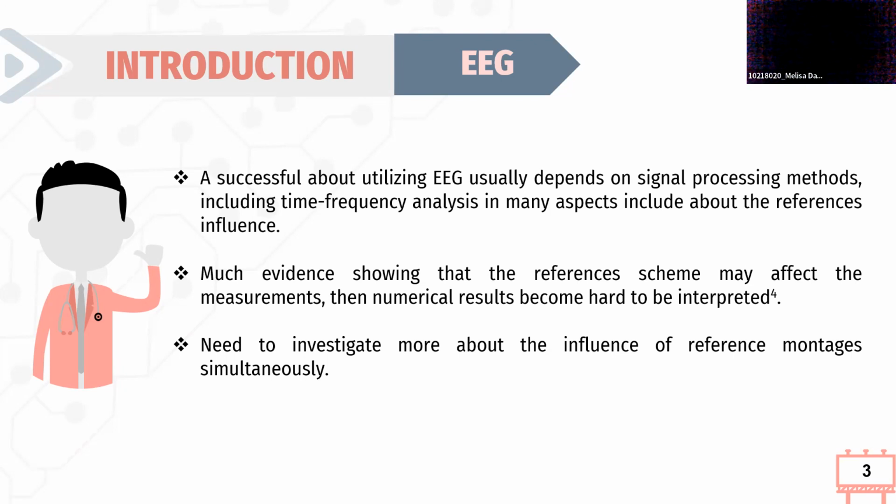Okay, there is much evidence showing that the reference scheme may affect the measurements, so numerical results become hard to interpret. So we need not only to control the EEG experimental setup, but also to choose the right reference for our research. The average earlobe signal is the most recommended configuration in more general terms. Some papers mention that.